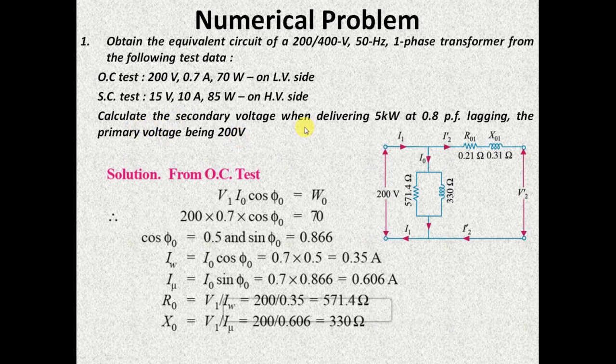You don't have to look into the second part of this problem. You just need to learn how to determine the equivalent circuit parameters from the OC and SC tests of the transformer. And it also must be ensured that the corresponding equivalent circuit is drawn, because drawing this equivalent circuit itself carries a few marks of the problem.